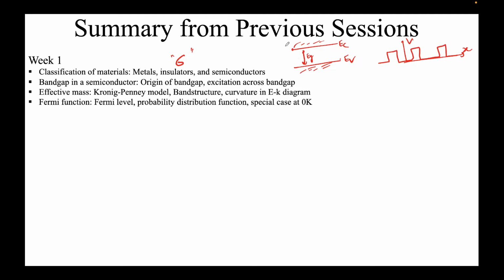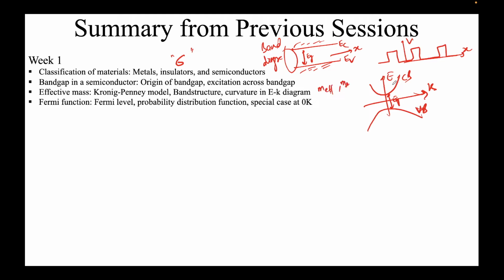The diagram that I have over here is called a band diagram, because this is E versus x. However, if you draw the E-k diagram, E versus k, this is known as the band structure. We saw that it looks something like this. This is your valence band, this is your conduction band, and this is your band gap. k is a wave vector, 2 pi by lambda. This curvature gave us a very unique entity called the effective mass, m effective or m star, for electrons in the conduction band, or holes respectively in the valence band.